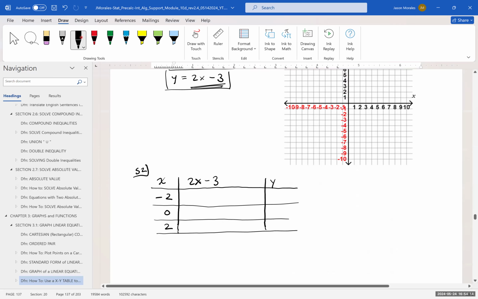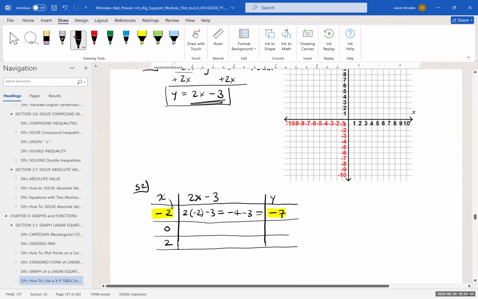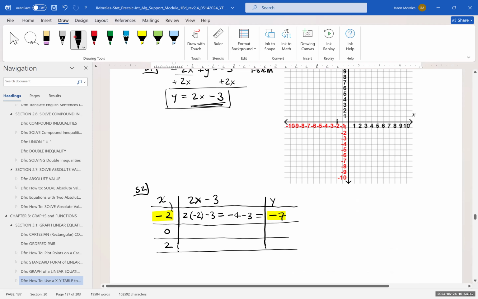So here is our expression 2x minus 3, and we're going to simplify it knowing that x is equal to -2. So we're going to put 2 times -2 minus 3. And 2 times -2 is -4, and then we've got minus 3, and that's going to equal -7. So one of our first ordered pairs is -2, -7. So let's go ahead and plot where that is. That's going to be -2 on the x, which is here, and -7 on the y, which is here. So the point -2, -7 is right there on our xy plane.